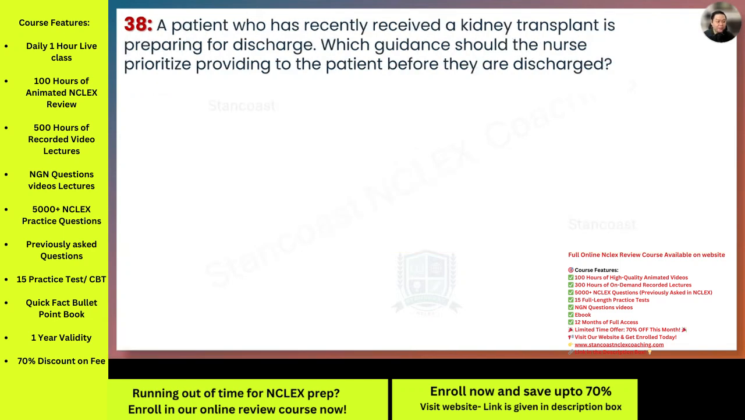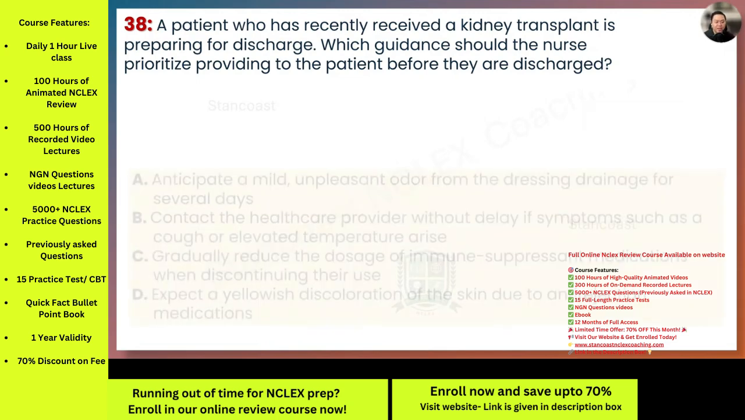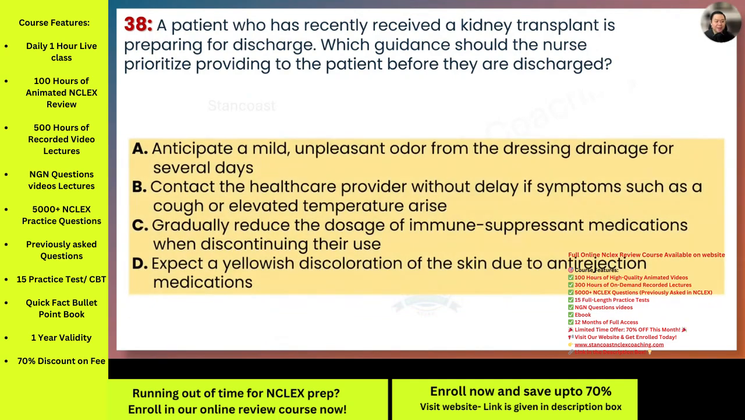Let's have number 38. A patient who has recently received a kidney transplant is preparing for discharge. Which guidance should the nurse prioritize providing to the patient before they are discharged? A. Anticipate a mild and pleasant odor from the dressing drainage for several days. B. Contact the healthcare provider without delay if symptoms such as a cough or elevated temperature arise.